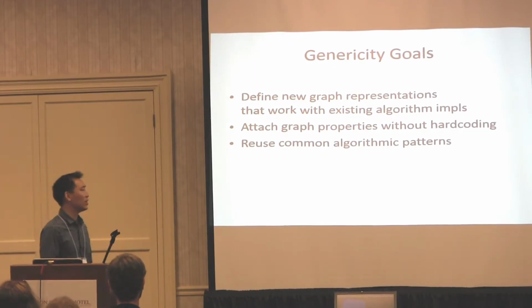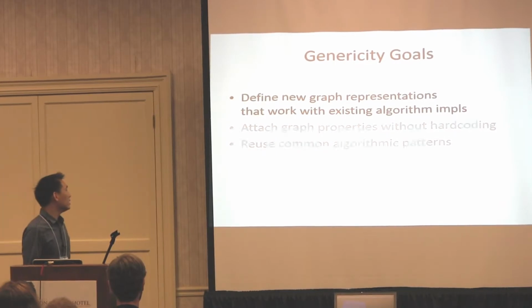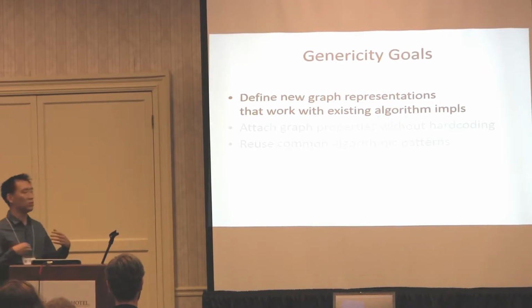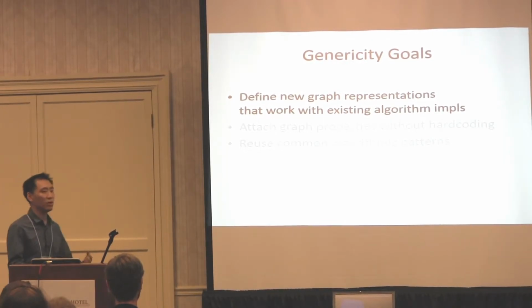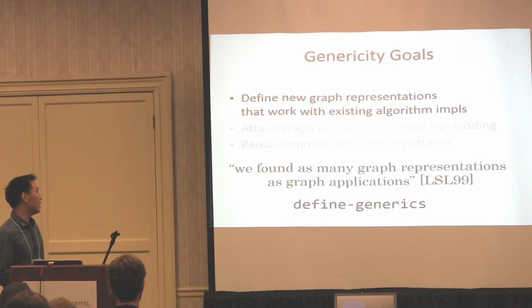In particular, I want to talk about 3 genericity goals that I wanted to have for my library. The first one is that I wanted to be able to define new graph representations that work with existing algorithm implementations. In the same paper, the authors of the Boost library said that they found there were as many graph representations as there are applications of graphs. So there's a whole bunch. And if you restrict yourself to just a few representations, your library won't really be that useful.